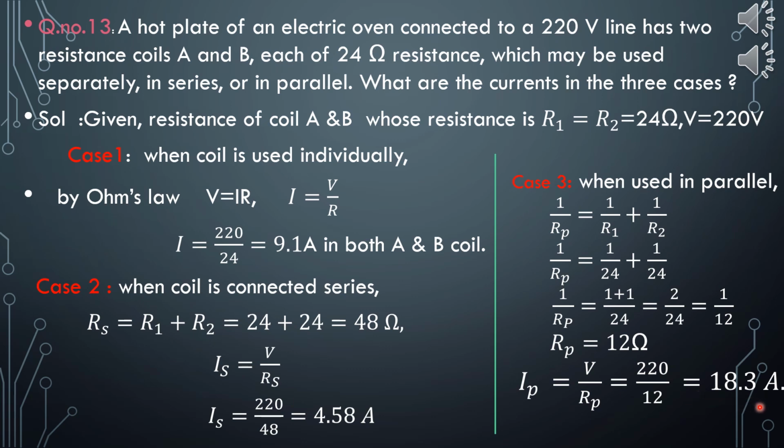Children, observe all the three cases. In series connection, resistance is more, so current is less. And in case 3, resistance is less, so current is more. From this, easily you can understand, as resistance increases, current decreases, or as resistance decreases, current increases.